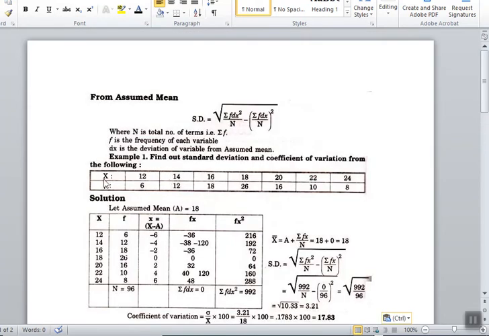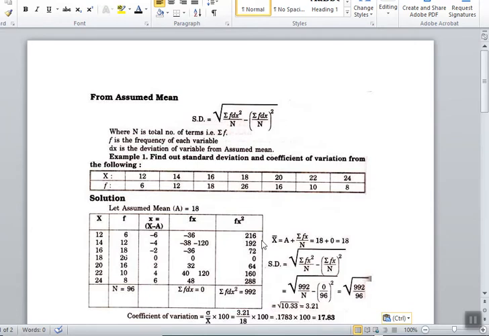See this example, X and F. Here X is directly given, no interval is given. So what will be the assumed mean over here? Somewhere in the middle. Middle means roughly 18, so he has taken 18. You can take 16 also, or 17.5 also. Anything you can take, somewhere in the middle. Okay, then assume A and move on.